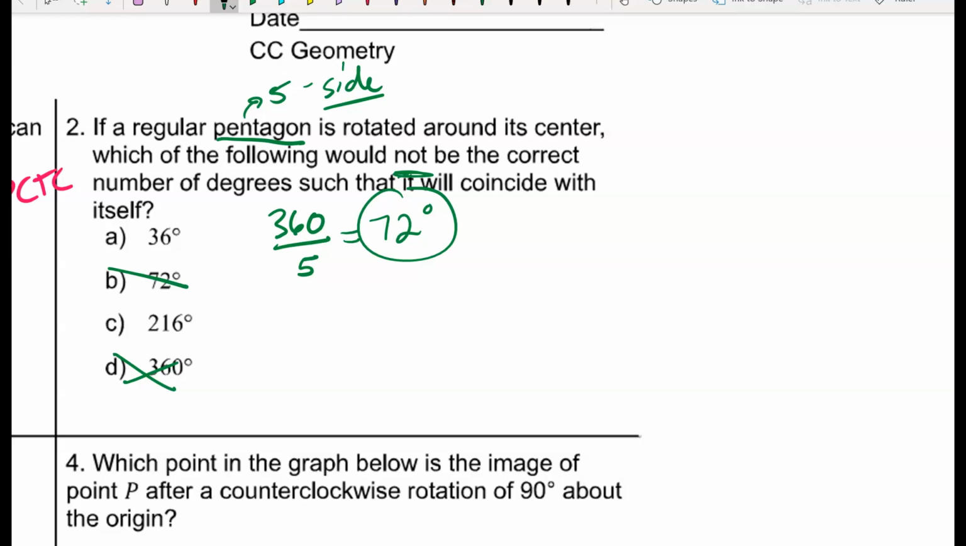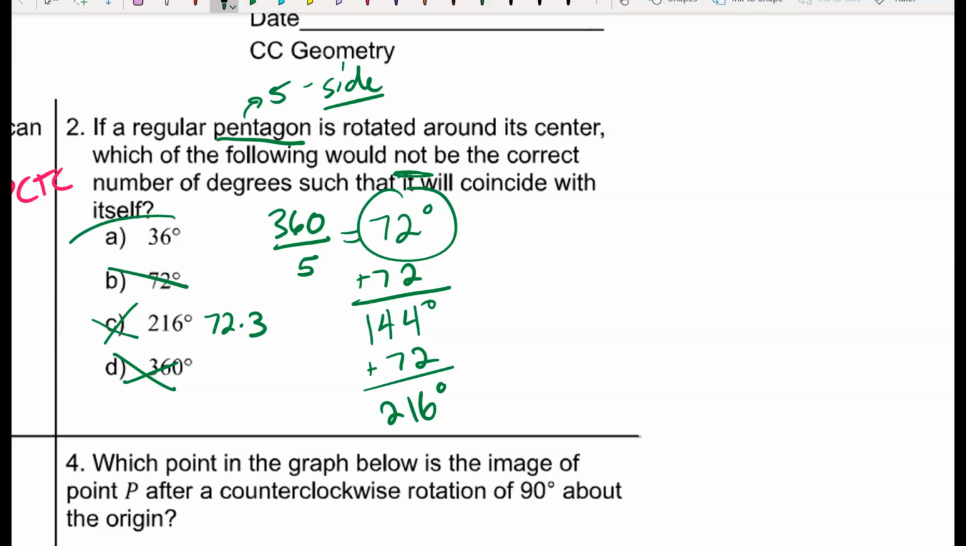Well, if I keep adding rotations of 72 degrees, I notice that if I rotate 144 degrees, that'll also have the figure land on top of itself. And if I go another 72 degrees, that will also have the figure land on top of itself. So any multiple of 72 is going to work here. And 216 is just 72 times 3. So 36 degrees is just a little too small to get me to land on top of itself there.